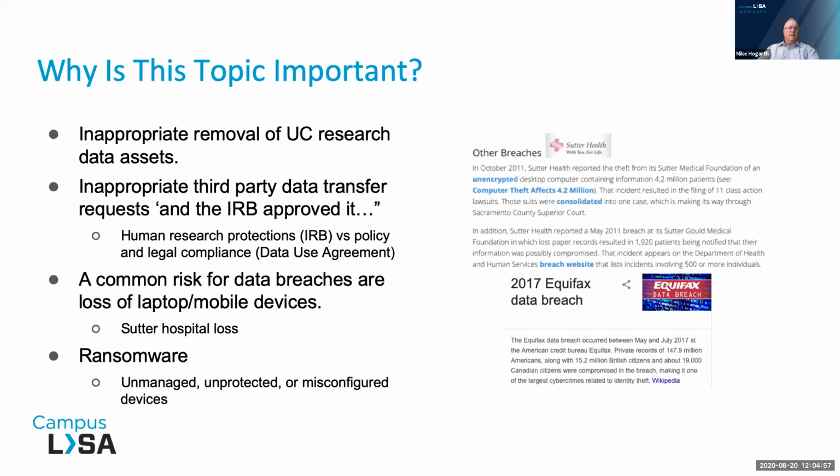The other is that it's a common risk for data breaches in healthcare, certainly to be due to the loss of laptops and mobile devices that have protected health information on them. A very well-known one was the Sutter Health breach, which was actually a laptop that was stolen from an office at Sutter Hospital. It happened to be unencrypted. It had all 4.2 million Sutter General patients on it. That resulted in a class action lawsuit that I think they're still paying for, and the cost of which is ranging somewhere in the billions.